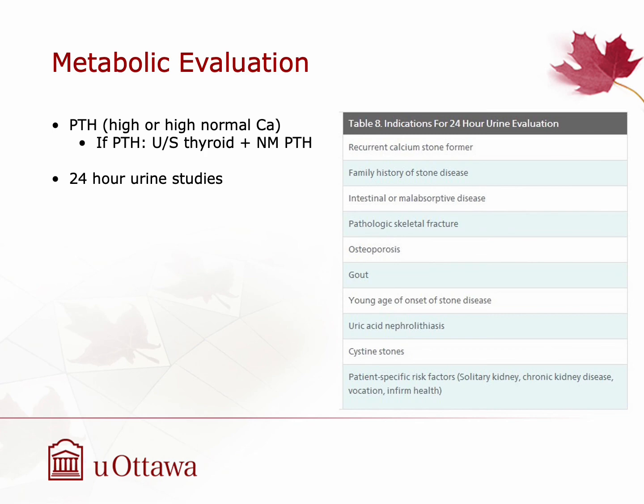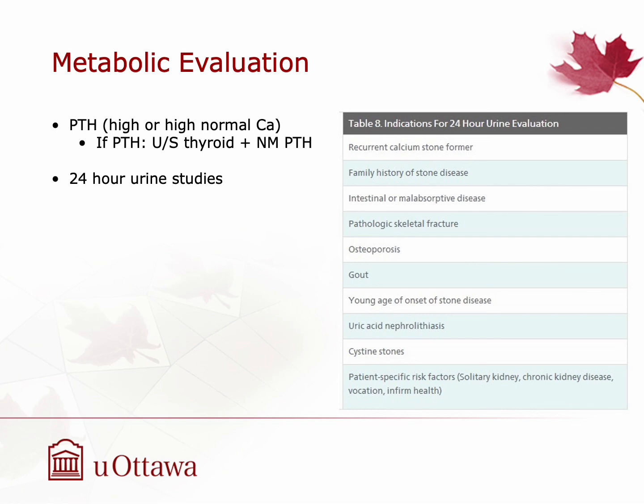So metabolic stone evaluation augments the serum chemistry work with the addition of possible PTH evaluation. If the serum calcium is high or high normal, then this would prompt obviously drawing of a PTH. If the PTH is elevated, then this leads us down the pathway towards evaluating for possible primary hyperparathyroidism, with an ultrasound of the thyroid and parathyroid glands, nuclear medicine scanning, and a referral to ENT.